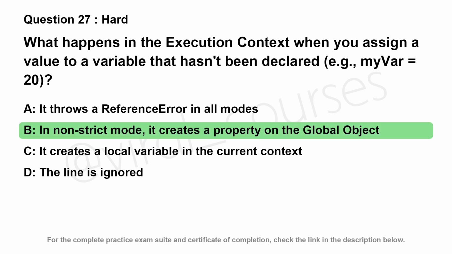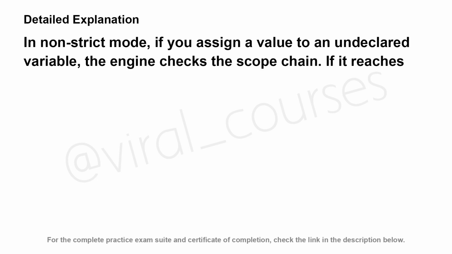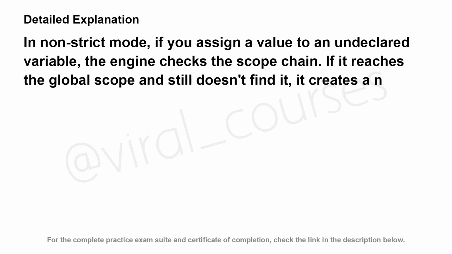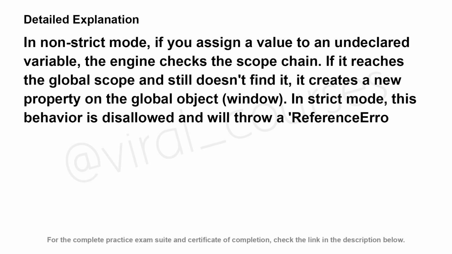The correct answer is B. In non-strict mode, if you assign a value to an undeclared variable, the engine checks the scope chain. If it reaches the global scope and still doesn't find it, it creates a new property on the global object, window. In strict mode, this behavior is disallowed and will throw a reference error: myVar is not defined.